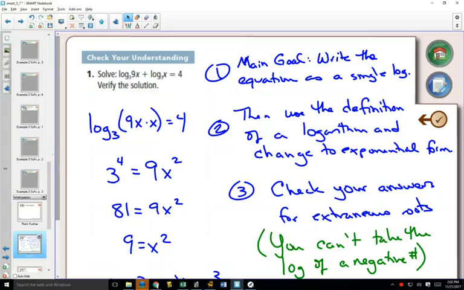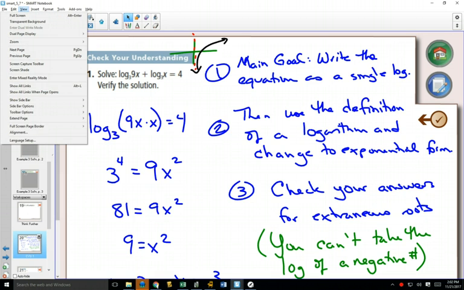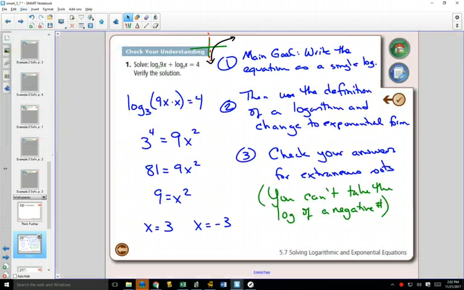If you think about, if I just draw a quick sketch of a log graph, right? A log graph has an asymptote right there and looks like this. The domain of a log graph is x is bigger than 0. You cannot take the log of a negative number. You can't take the log of 0 either. So those are outside of our domain. So we've got our two answers. We've got our answer of 3 and negative 3.